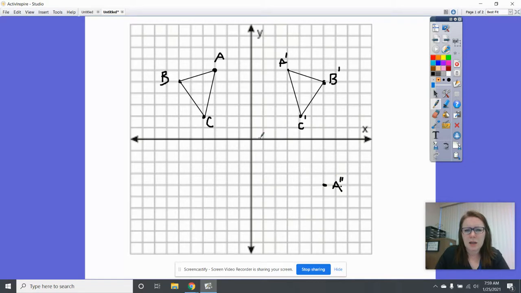Okay, B, I go 6 sideways and 5 up. So now I go 5 sideways and 6 down to get B double prime. Again, because that is the new one.